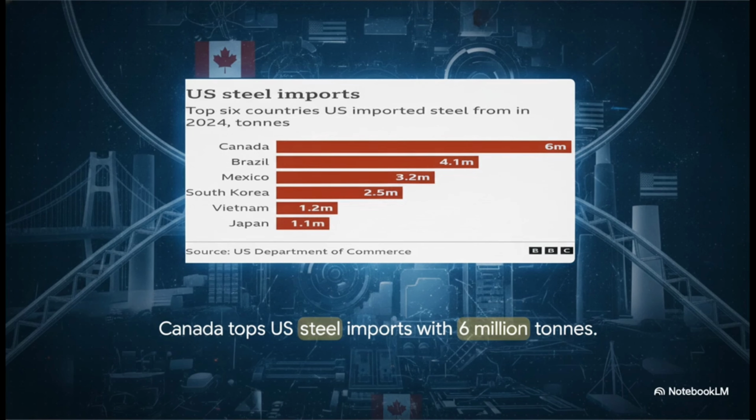And this strategy is incredibly potent when you look at the raw data for 2024 US steel imports. Canada's sitting right there at the very top, supplying a massive 6 million tons. Steel is literally the backbone of infrastructure and manufacturing. When you threaten this specific supply chain, you aren't just adjusting a spreadsheet, you are threatening the economic lifeblood of a neighbor.